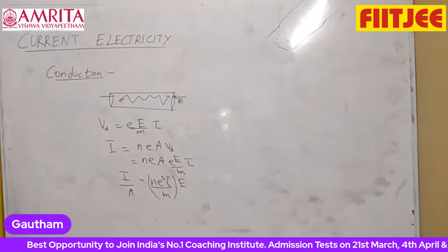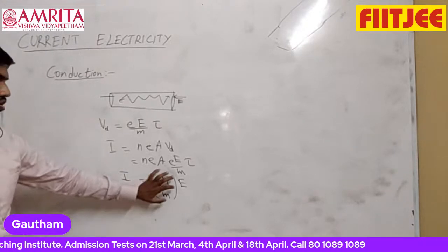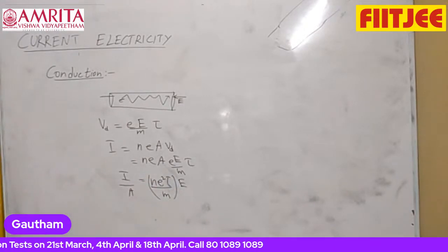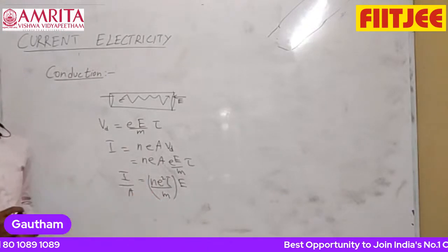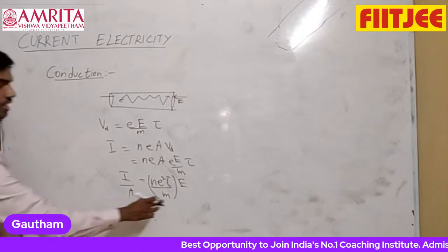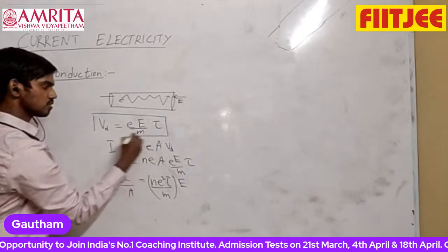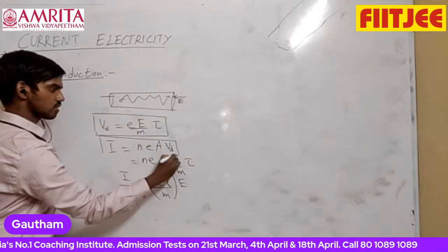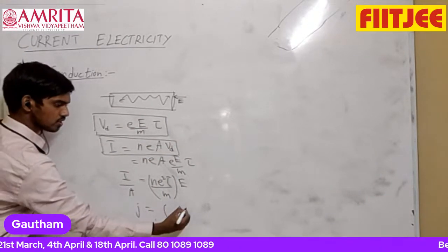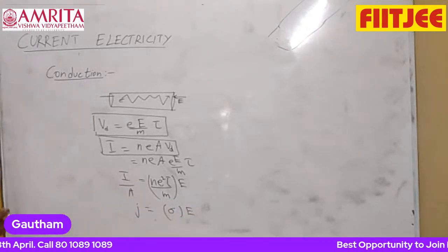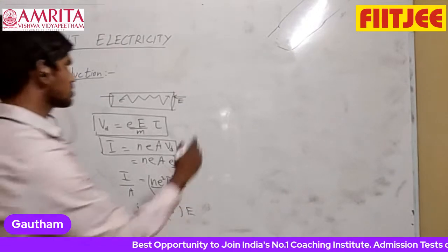So here you get J, the current density, which is current per unit area. J is equal to some constant into electric field. The constant is called sigma, or conductivity of the conductor. So that is another form of Ohm's law as well. So from the formula for current in terms of drift velocity, you can equally substitute and prove that J is equal to some constant into E, which is called sigma or conductivity, right?